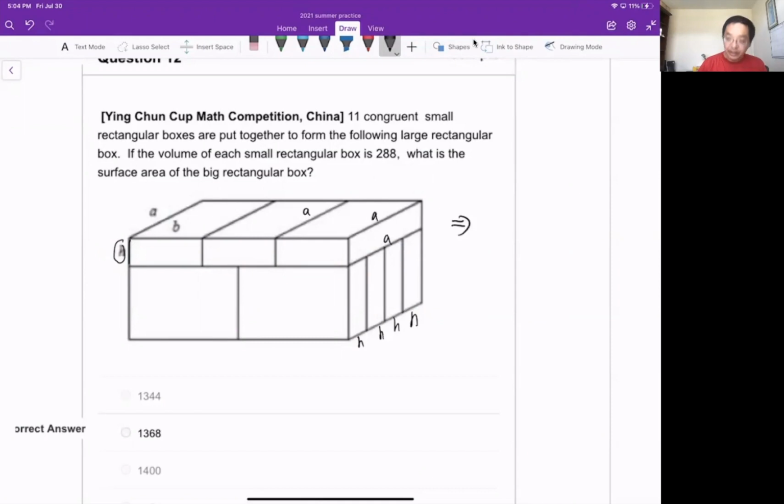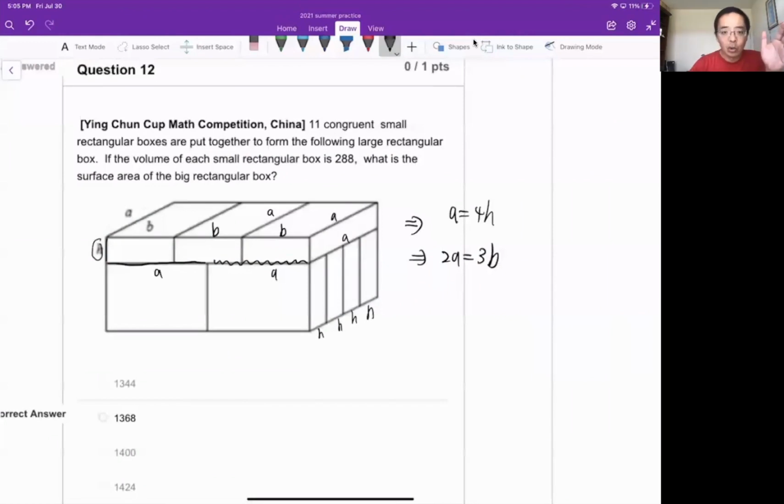So from here, the first equality we have is a equals 4h. And then we have this is b, and this is also b, and this is a. So this one is a, and this is also a. Then we get the second equality, which is 2a equals 3b. Therefore, we can express both a and b in terms of h.